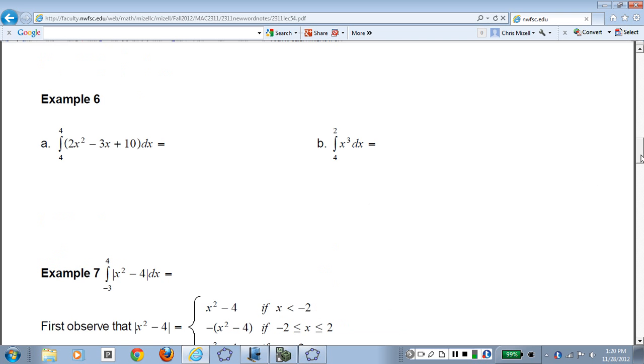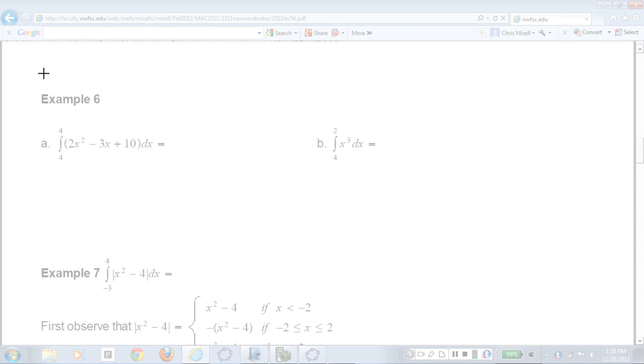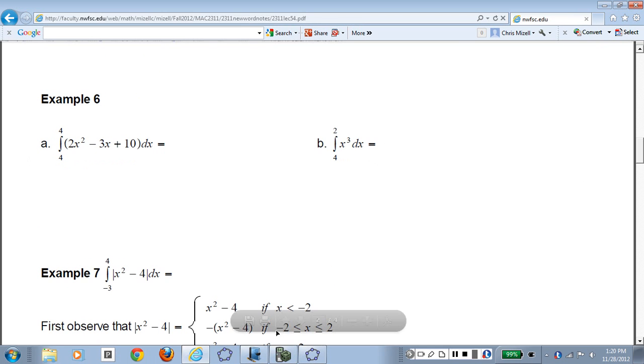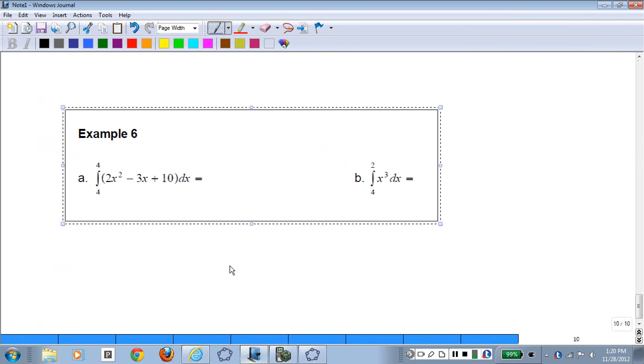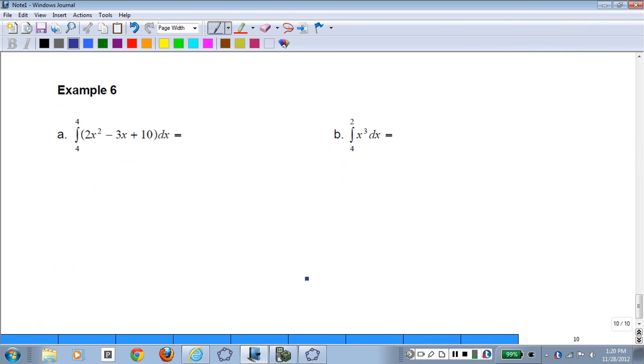Example 6 looks terrible, but really it's not. Example 6, what's it going to be? We can find an antiderivative. We can plug in the 4. And then we can plug in the 4 again. And then subtract. We get 0. So that's 0, simply because the upper and lower limits are the same. Short, sweet, that's 0. The B part is not as short or sweet.